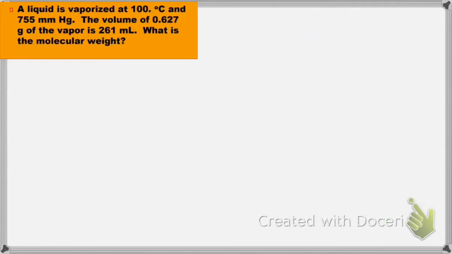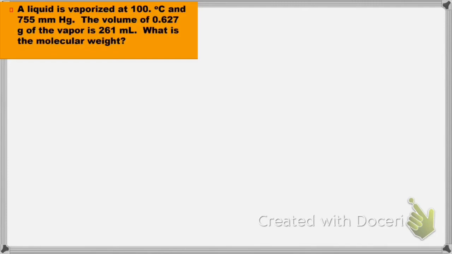Let's look at a second example. A liquid is vaporized at 100 degrees C and 755 millimeters of mercury. The volume of 0.627 grams of the vapor is 261 milliliters. What's the molecular weight? Notice here that it started as a liquid, but they're talking about the vapor because we can only use PV equals nRT if we are talking about a gas.